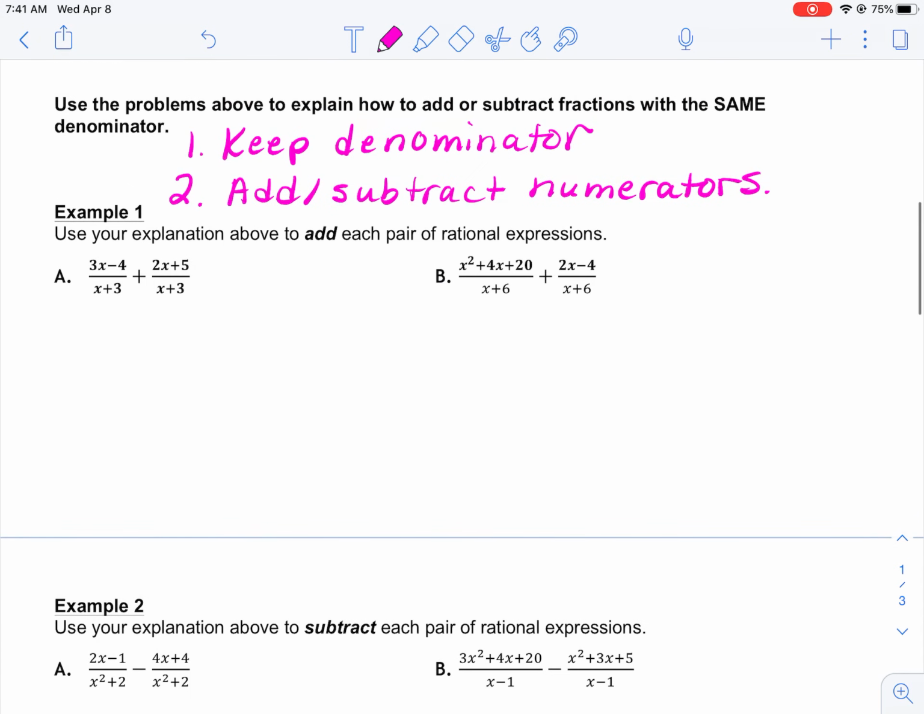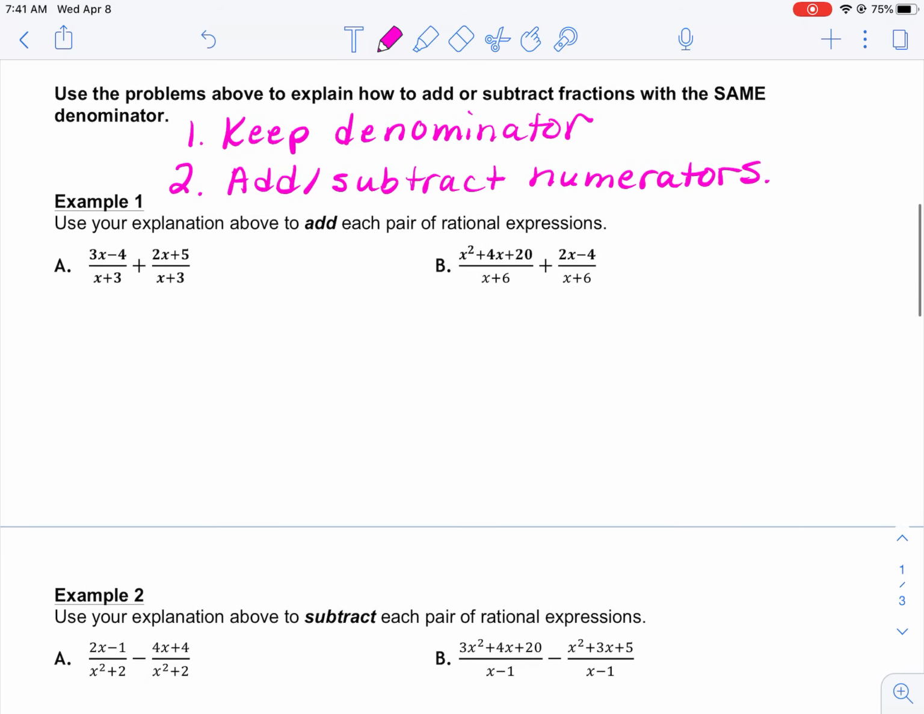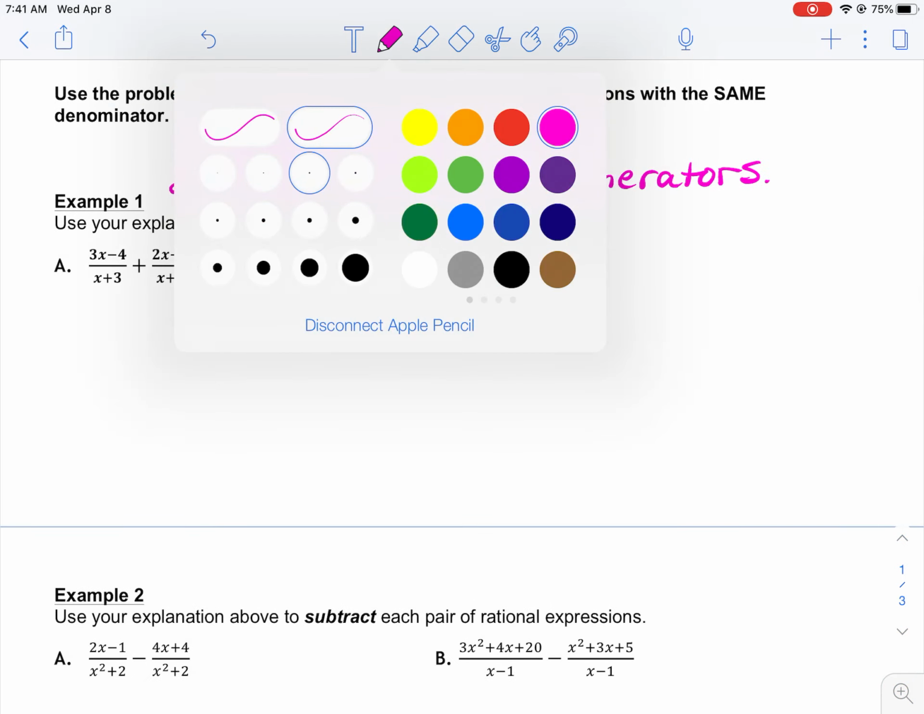All right, so we're going to take our explanation and we're going to apply it to rational expressions. Now we have variables, okay? What you're going to notice in today's problems is all of them have the same denominator. So all we have to do is combine numerators. So let's start with some addition problems.